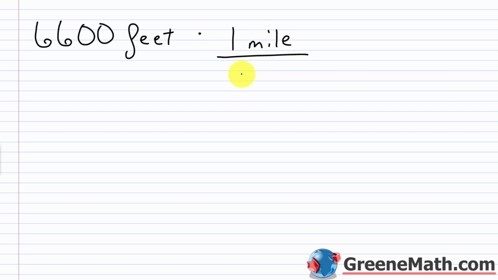So we had 6,600 feet, and we're going to multiply this by the unit fraction. Again, it was 1 mile on top over 5,280 feet on the bottom. Now, the reason we want the units that we want to end up with on top is because this is what we're going to end up with. The units that we're trying to get rid of are going to cancel out when we write it this way. Feet over feet will just cancel, so we don't have to worry about them.